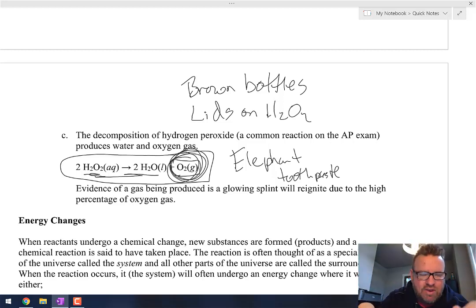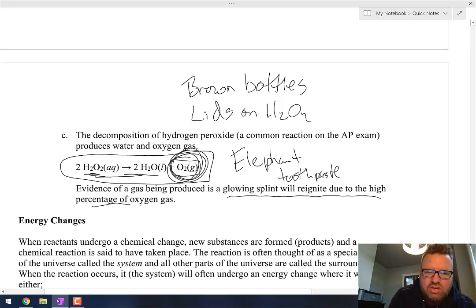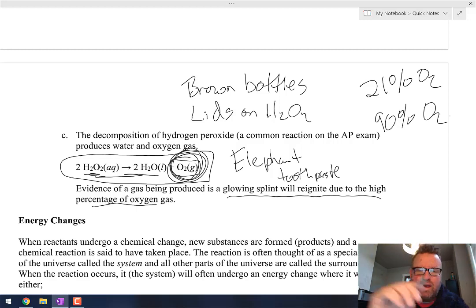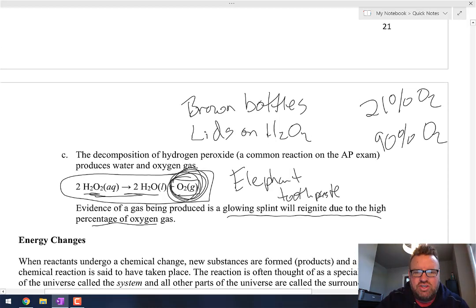Now, what happens if you do this and then you put, again, a glowing splint into the test tube, is because there's such a high concentration of oxygen in there, that glowing splint will reignite due to that high percentage of oxygen gas. Remember, normal air is only about 21% O2. So if you have a test tube that's filled with 90% or higher O2, well then of course that oxygen allows that glowing splint to actually reignite and be back on fire again because of that high concentration of oxygen in there.